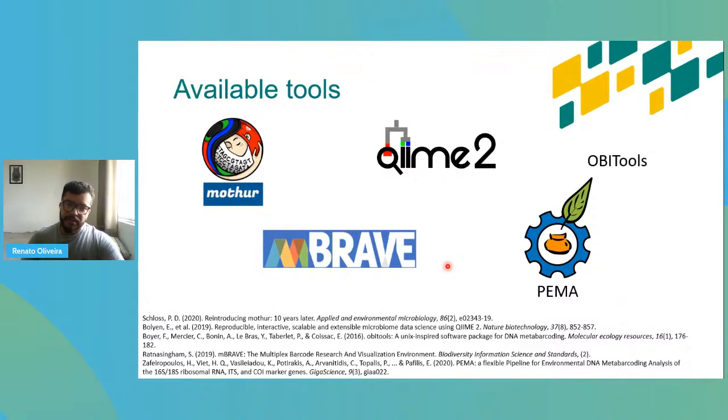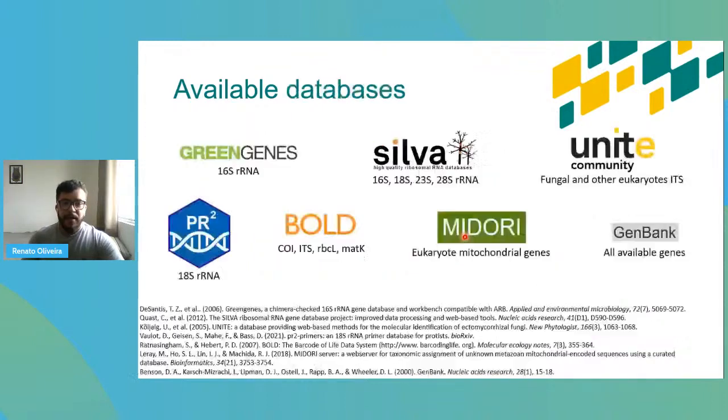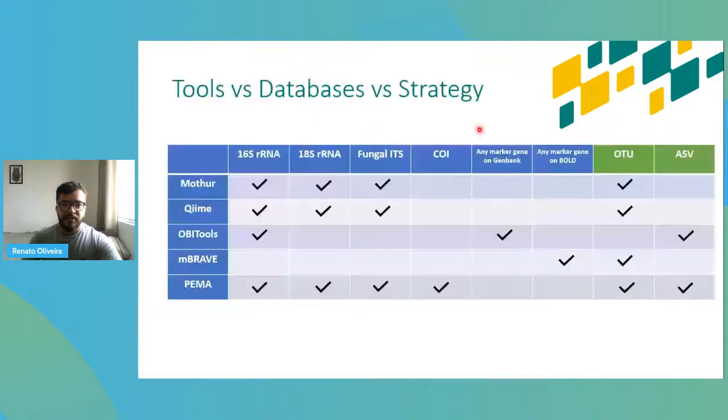And of course, there are a lot of available tools that can perform meta-barcoding analysis. You might know some of them. And in the same way, we have a lot of available reference databases. Each one is specialized in one or more single marker genes. And in this table, I summarize all this information, and we can see, for example, that Mothur and QIIME are very similar. They can both analyze bacterial data and fungal data sets, and they use the OTU strategy.